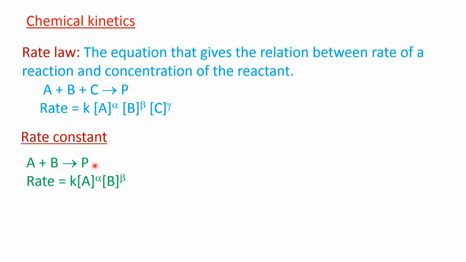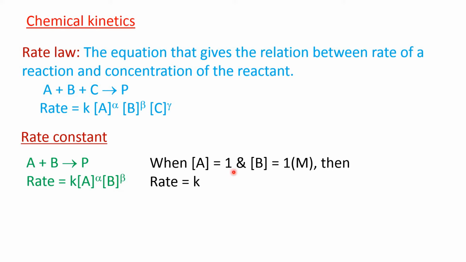So see this hypothetical reaction, A plus B gives product P. So this is the rate. Alpha and beta, I'll tell about these things. These are experimentally determined quantities. Now look at here, when the molar concentration of A is equal to 1 and the molar concentration of B is equal to 1, then all this part will become 1. So rate will be equal to K. That means when A and B are equal to 1 molar, then rate is equal to K.